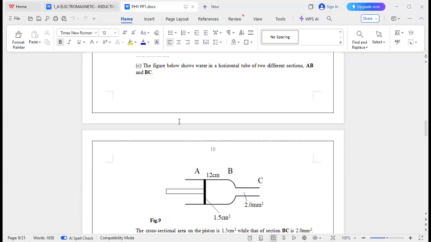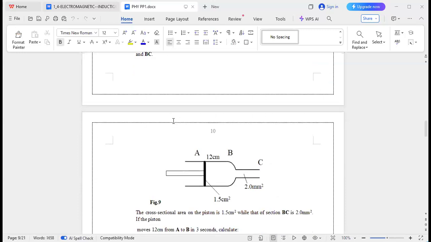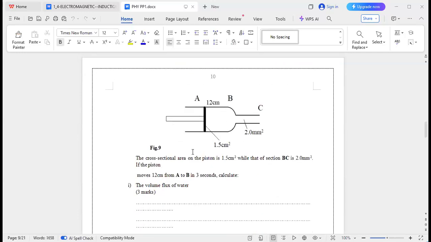But see, the figure below shows water in a horizontal tube of two different sections, AB and BC. So we can see AB and BC. We are given cross-sectional areas. The cross-sectional area on the piston is 1.5 square centimeters, while that of section BC is 2.0 square millimeters. If the piston moves 12 centimeters from A to B in 3 seconds, calculate 1, the volume flux of water.